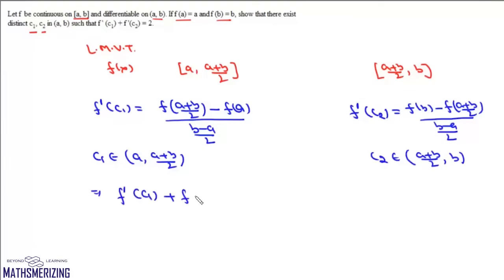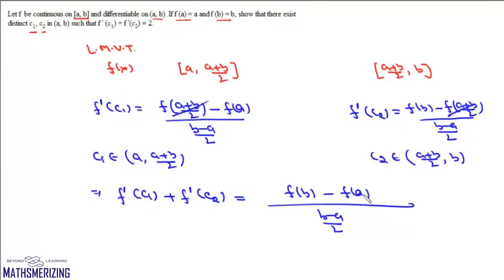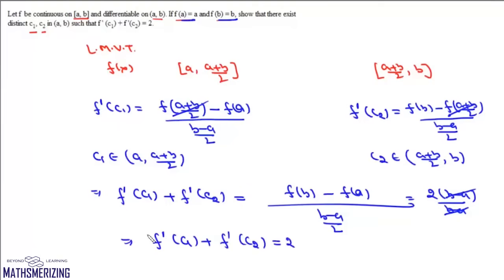Now we add them, we can write f'(c1) plus f'(c2) will be equal to 1 upon (b minus a)/2 times, and here f((a+b)/2) will cancel, so we'll get this as f(b) minus f(a). Now it is given that f(b) is b and f(a) is a, so it is 2 times (b minus a) upon (b minus a). Now this b minus a will cancel, so we'll get 2 distinct points c1 and c2 such that f'(c1) plus f'(c2) is equal to 2.